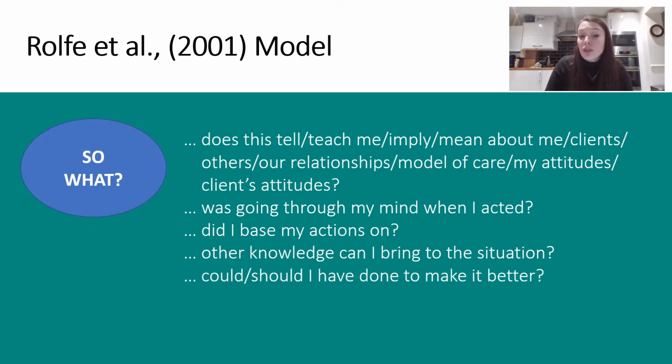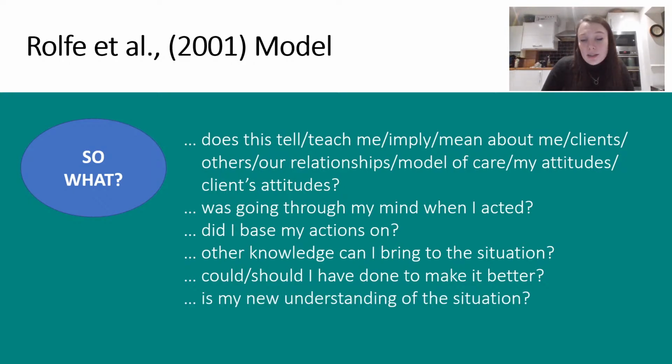So what could I have done to make it better? What should I have done to make it better? How can you improve the situation? This bit is about reflecting on the situation and thinking about what to do next time this happens. So what is my new understanding of the situation? What do I now think about the situation now it's happened?